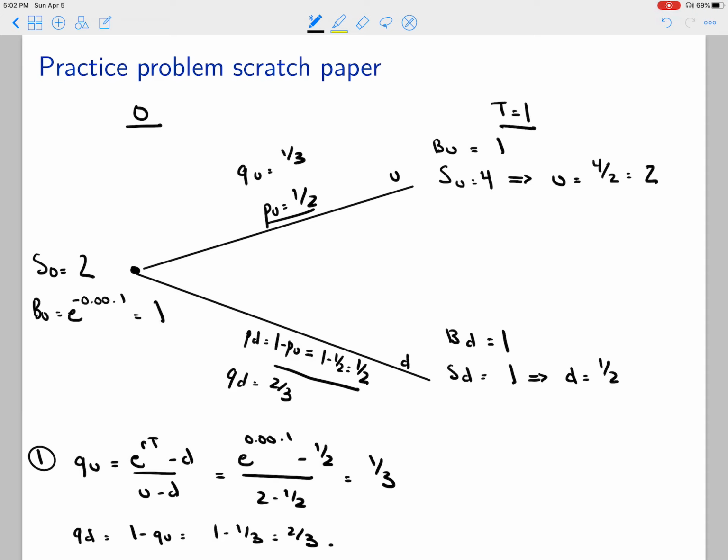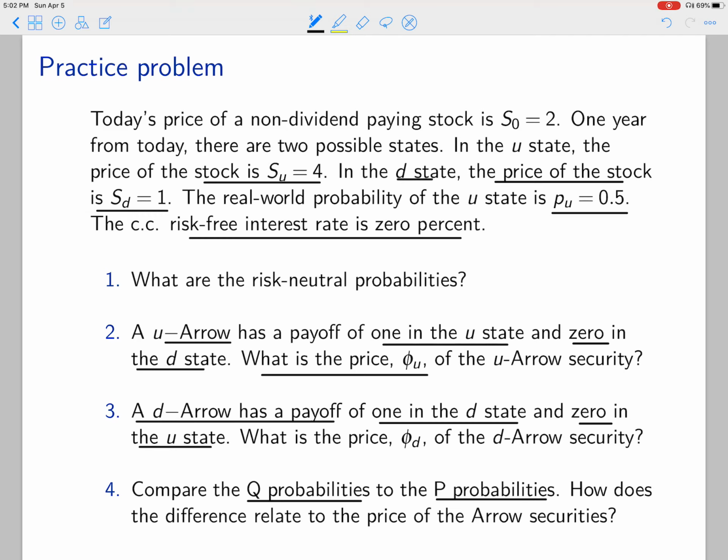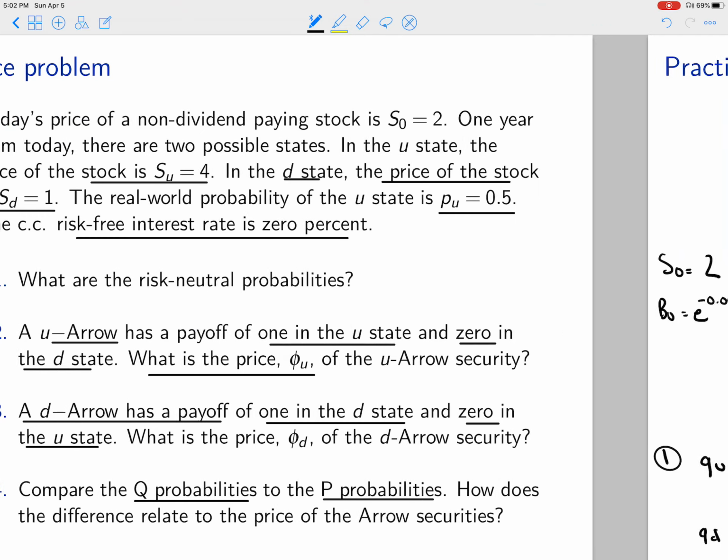Okay. We now, in the fourth part of the problem, we're going to actually want to ask why this is the case. The thing that's going to give us some insights into why is pricing these U and D arrow securities. Okay.